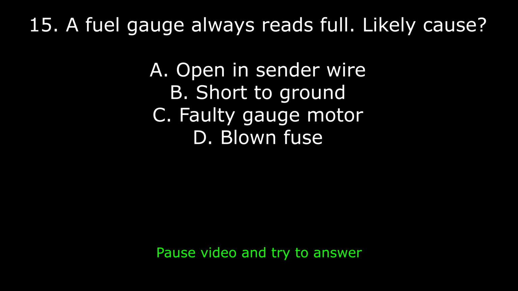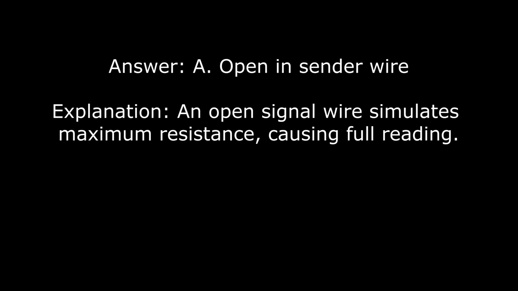15. A fuel gauge always reads full. Likely cause? A. Open signal wire, B. Short to ground, C. Faulty gauge motor, D. Blown fuse. Answer is A. Open signal wire. Explanation: an open signal wire simulates maximum resistance, causing full reading.